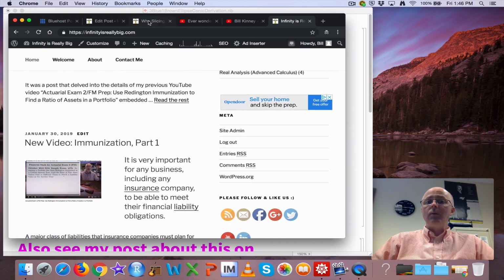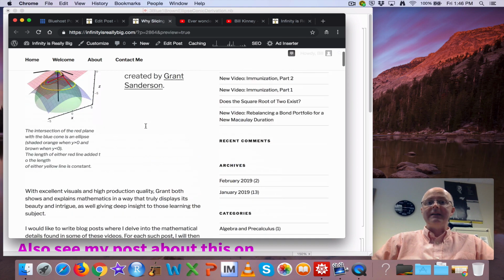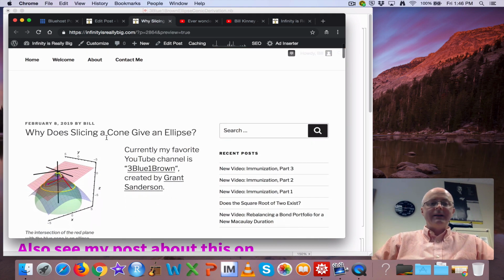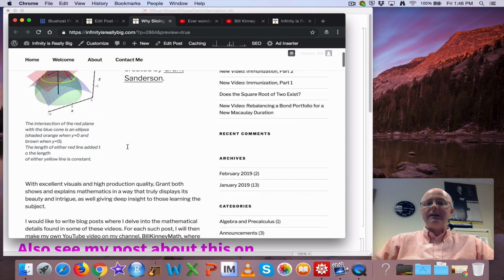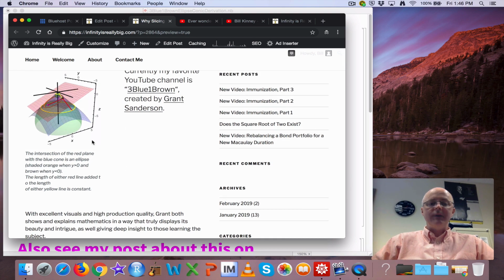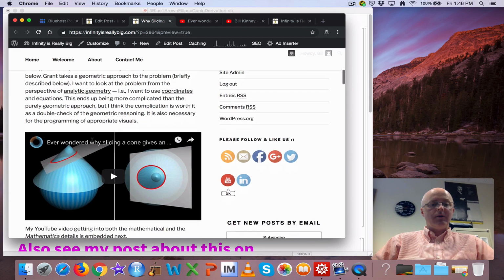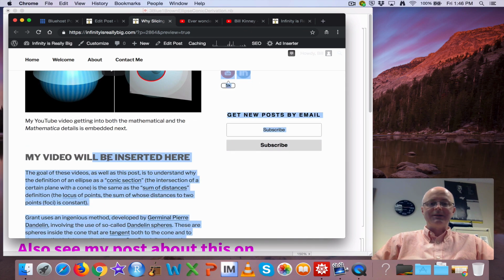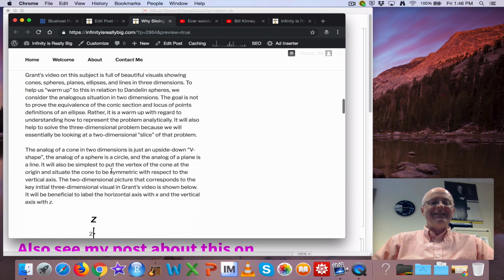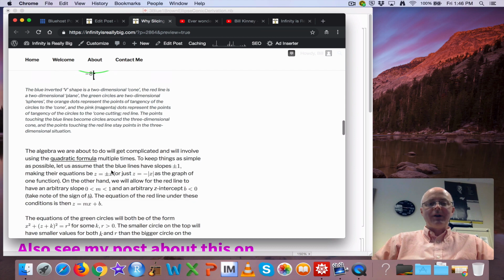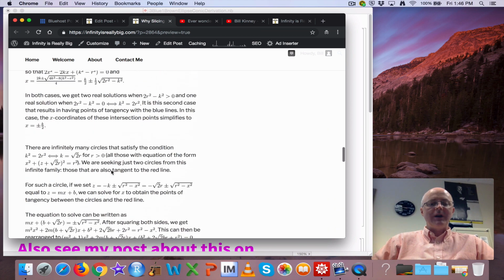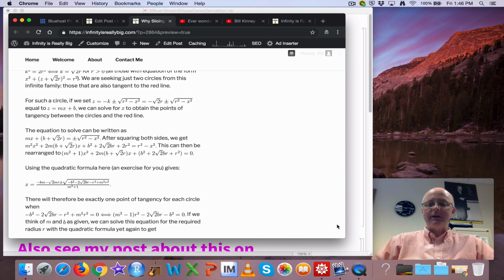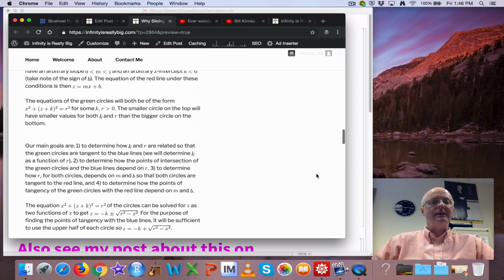The article I'm working on right now is about this video that I'm making right now. Why does slicing a cone give an ellipse? So it's a more general interest article. Get into some of the algebra details. Here's the key picture. I've got Grant's video embedded, and this video I'm making right now is going to be inserted right here after I finish it. Lots of equations here to help you understand what's going on. Lots of use of the quadratic formula.